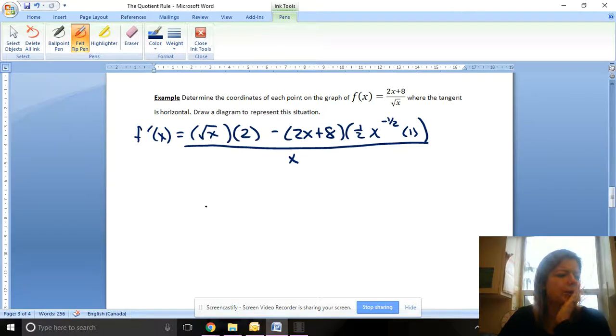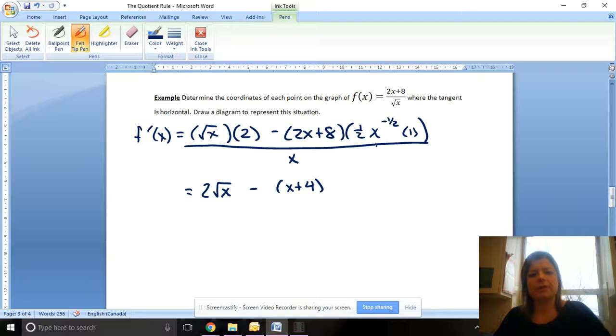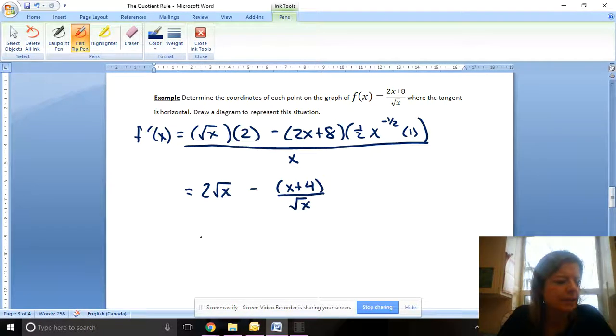So now we need to do a little bit of work to make this look nicer. So this is just, we would write it as 2 root x, but what are we going to do over here? Well, this times 1/2 is pretty obvious. I get x plus 4. But what do I do with this? So remember, x to the negative 1/2 is the same thing as this all being over root x. Okay? And so now this is all over x.